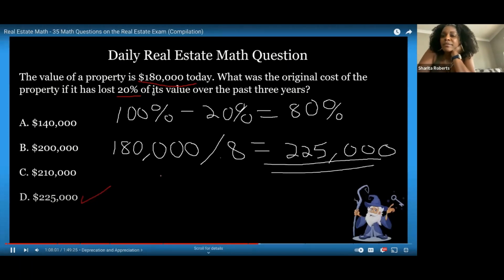Where do you get 8 from? Oh, so 100% minus 20% is 80%. We know that 180,000 is 80% of the total value. 80% of 225 is 180. So if we know that it lost 20%, we know that that number represents 80% of the original number. I took the 100%, figured out the difference, and it became 80. I took the 180 divided by 0.8 to get to 225.